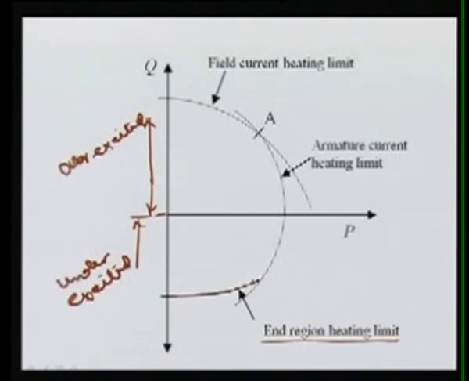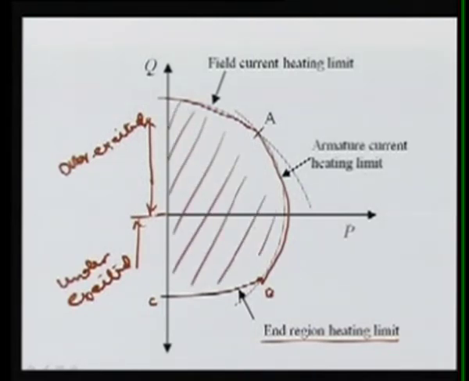So, now for our whole characteristic, we always have to take the minimum value. The capability curve will follow up to point A, which is due to the field current heating limit, and from A to B it is due to the armature current heating limit, and from B to C it is the end region heating limit. So this area is basically the capability curve of your alternator. This shaded area is your operating region.